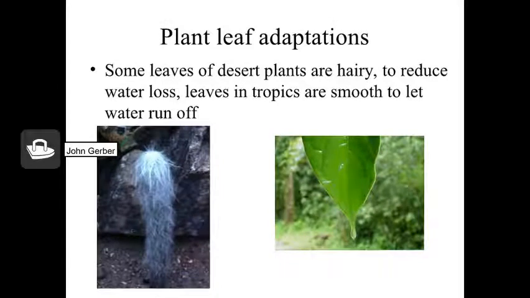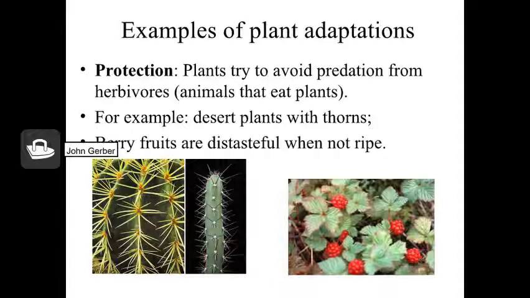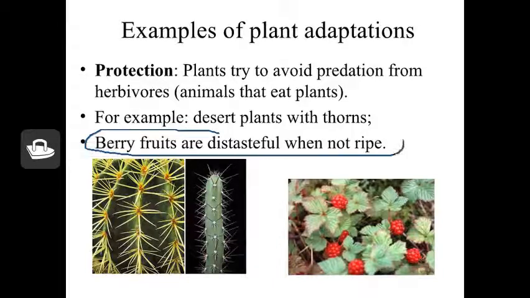And here are some less gruesome plant adaptations. More plant adaptations to the environment. Can you imagine what would happen if berry fruits were tasty before they were ripe? The seeds would not get dispersed because animals would eat them before the seeds were mature and ready to be distributed throughout the environment.